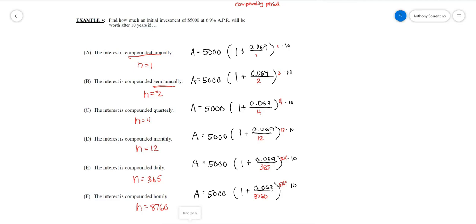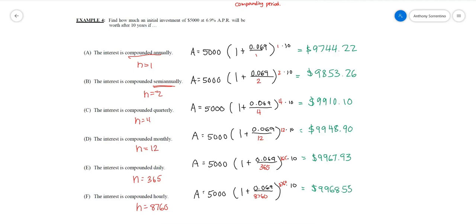So let's run these calculations. This is what I came up with when I calculated these out, following my order of operations and everything. So if I invest $5,000 at 6.9% annual percentage rate, and I'm only compounding interest once a year, I'm going to end up with $9,744.22 after 10 years, assuming I'm not putting any more money in there. Which is a pretty good jump. I mean, I'm going up by $4,744.22.